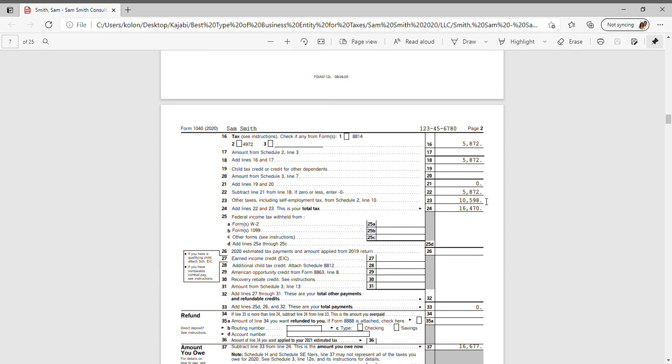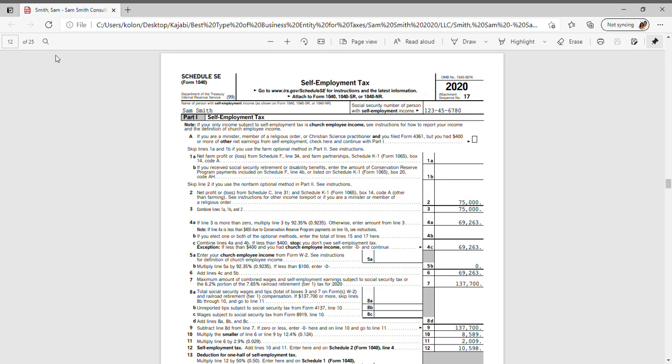And then line number 22, again, reflects that initial tax of this $5,872 that the IRS initially wanted him to pay. Now, line number 23, and it's very similar to the sole proprietorship, but very different than the S corporation or the partnerships, where you now have to factor in that self-employment tax. So what does that self-employment tax look like? Well, let's run through the calculations. So what we do is we take the $75,000, we're going to multiply that by 92.35%, and that's how we arrive at that $69,263.